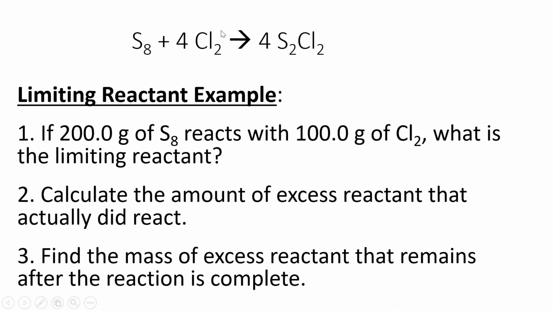So you have 100 grams of chlorine. That's giving you information about each of your reactants. And the question wants to know which one of these 2 is the limiting reactant. So we're going to do some calculations with that. Then we're going to calculate the amount of excess reactant that actually did react.